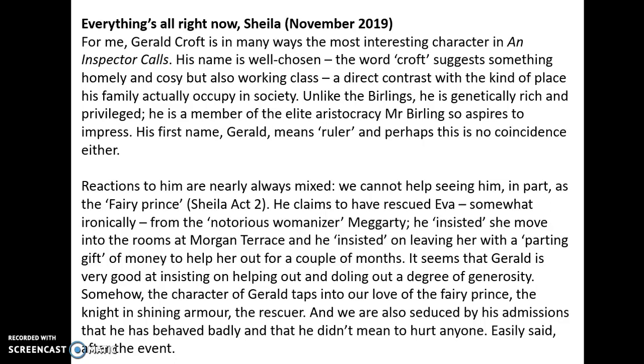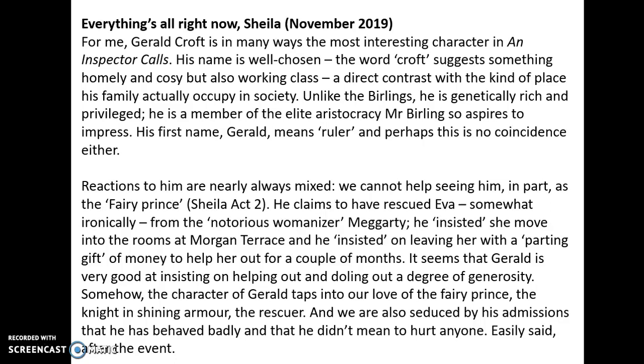He claims to have rescued Eva, somewhat ironically, from the notorious womanizer Megati. He insisted she move into the rooms at Morgan Terrace, and he insisted on leaving her with a parting gift of money to help her out for a couple of months. It seems that Gerald Croft is very good at insisting on helping out and doling out a degree of generosity.